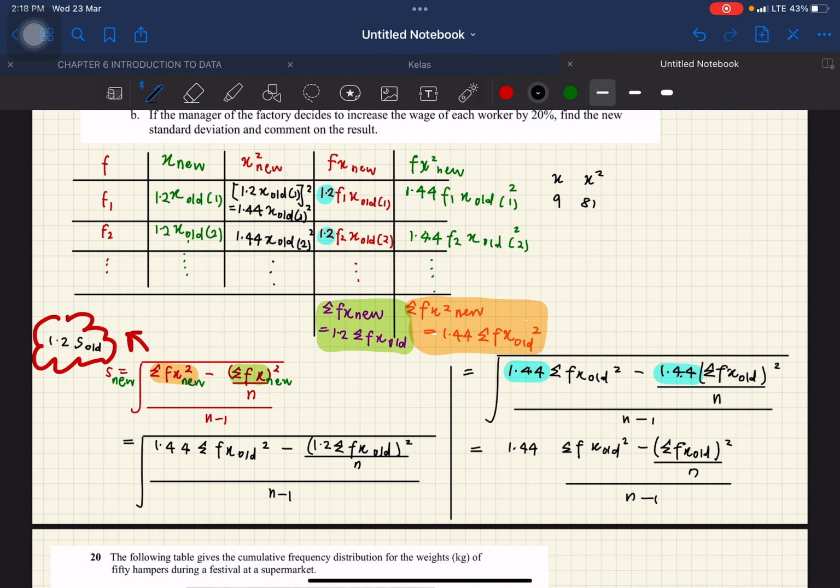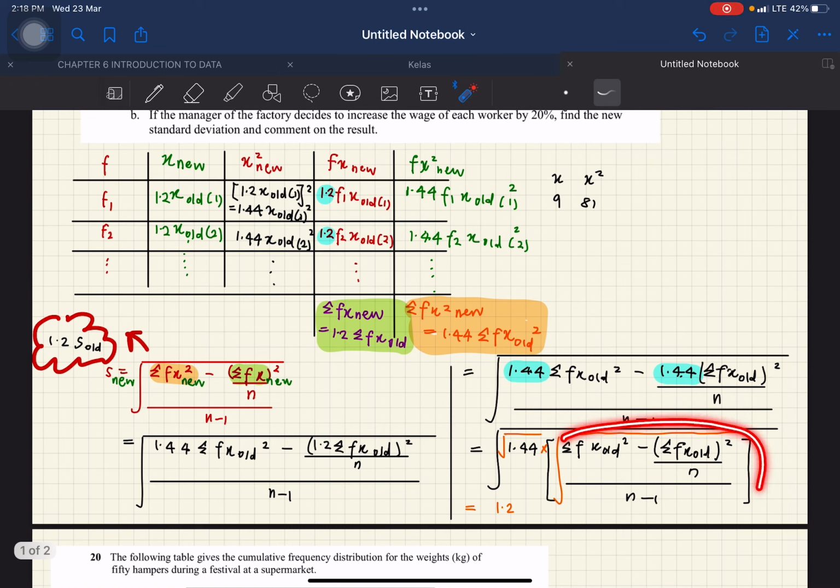Okay, so dia ada satu bracket yang besar kat sini. Okay, and then don't forget your square root sign. Okay, alright, so bila dia ada square root and then dia adalah darab dekat sini, so sini dia ada square root sendiri. So dua-dua ni akan ada square root sendiri. So square root 1.44, you will get 1.2. Okay, so what about this one on your right?